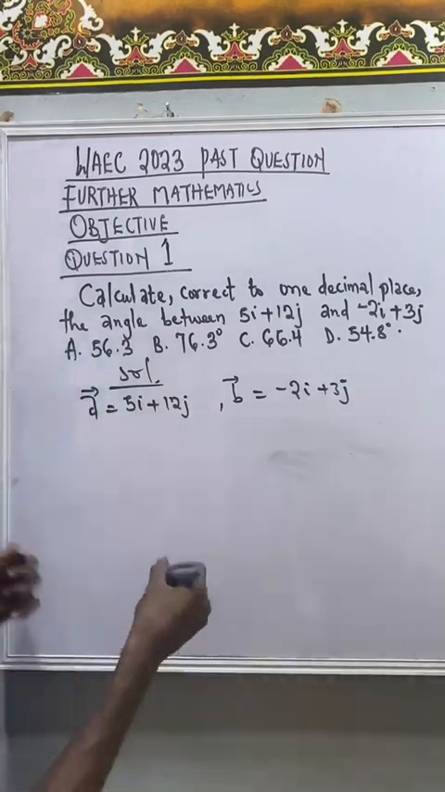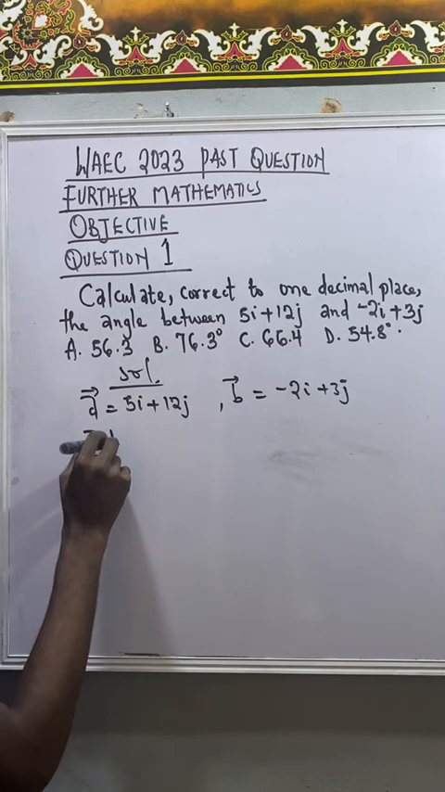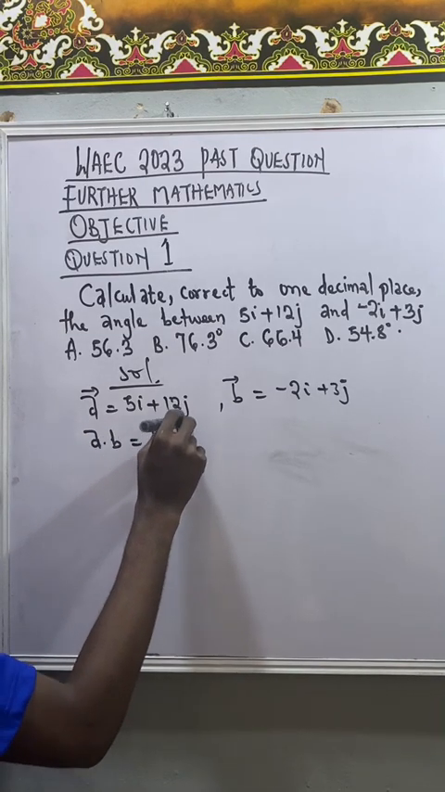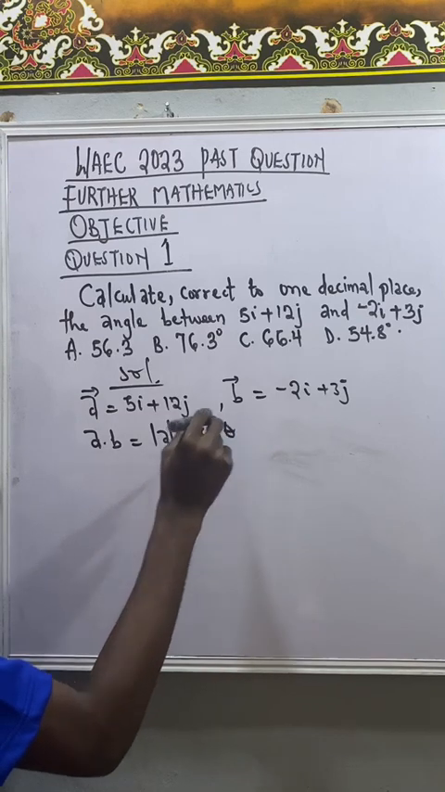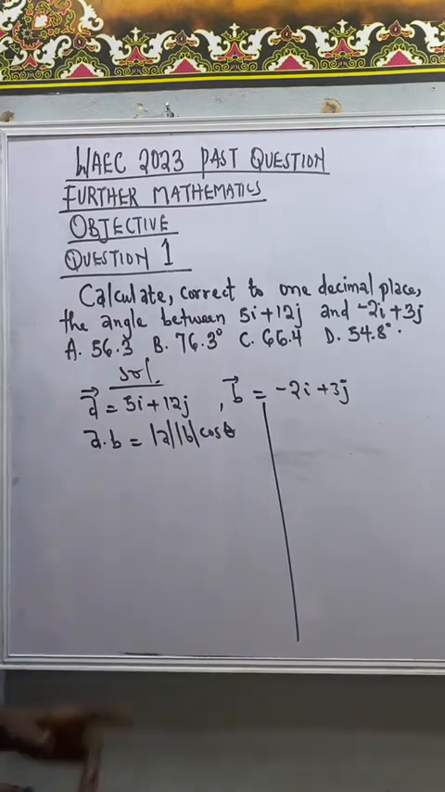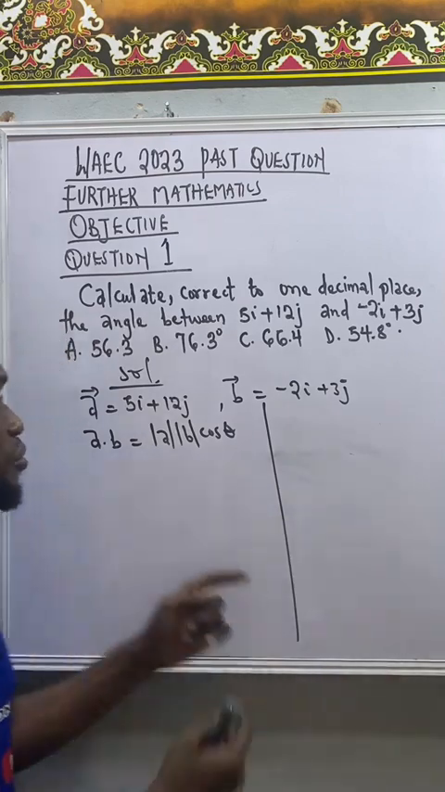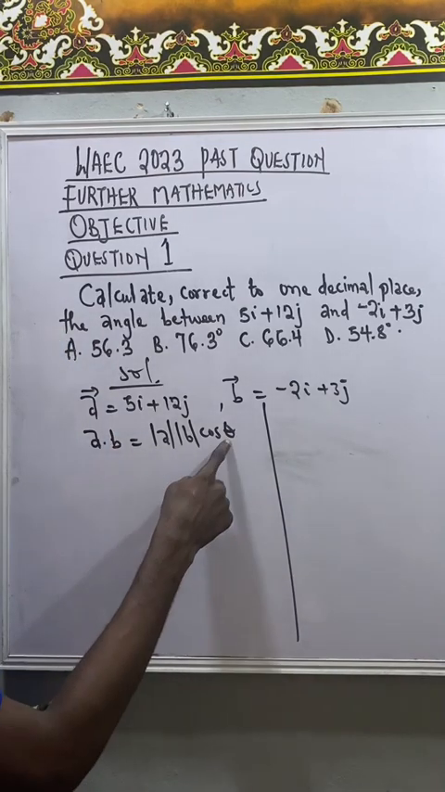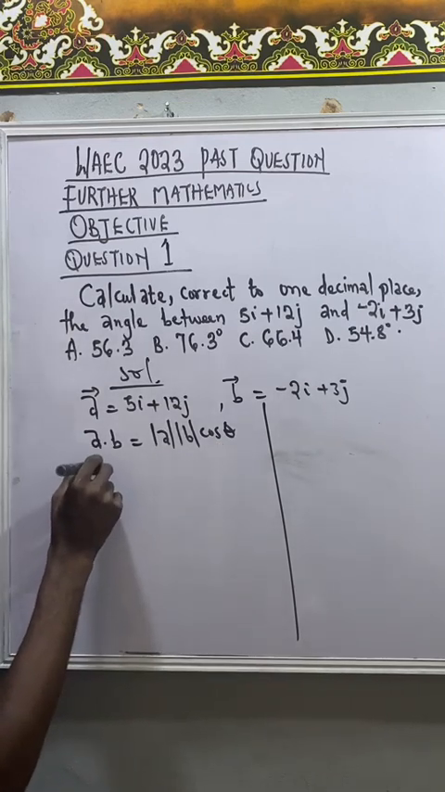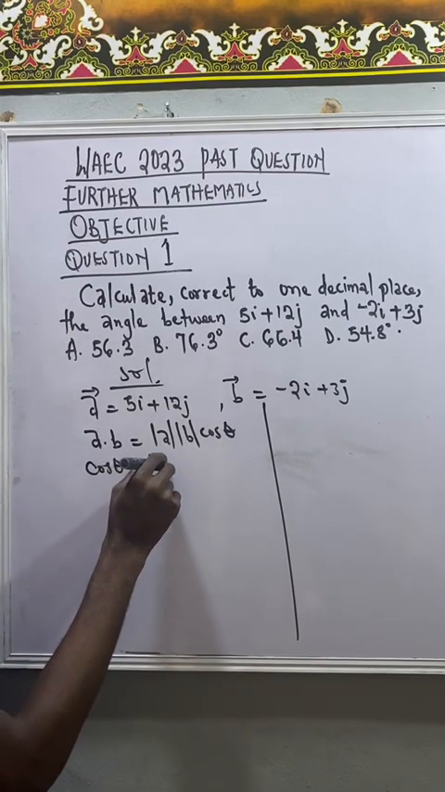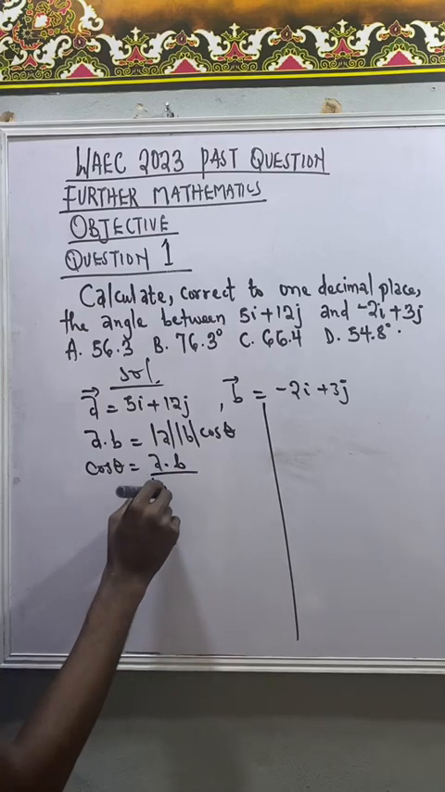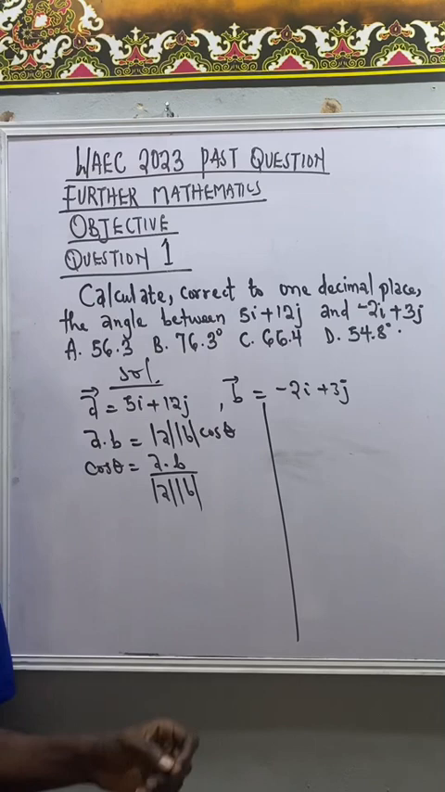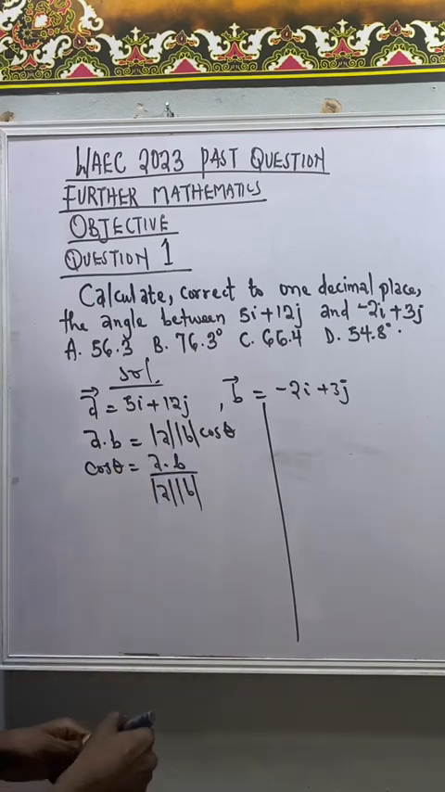From the formula of dot product, I have A dot B equals modulus of A times modulus of B times cos theta. Now, this theta represents the angle between vectors A and B. Good. From here, I can make cos theta the subject to have cos theta equal to A dot B all over modulus of A times modulus of B.